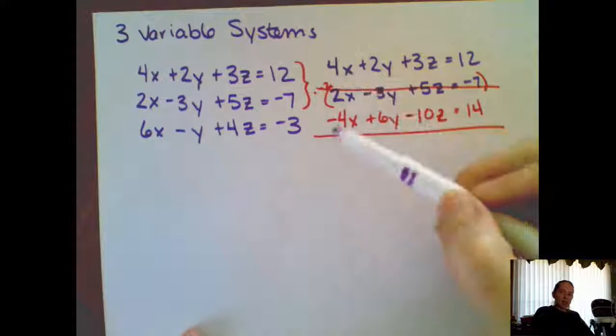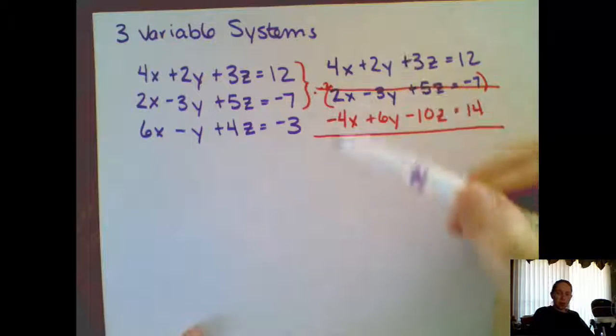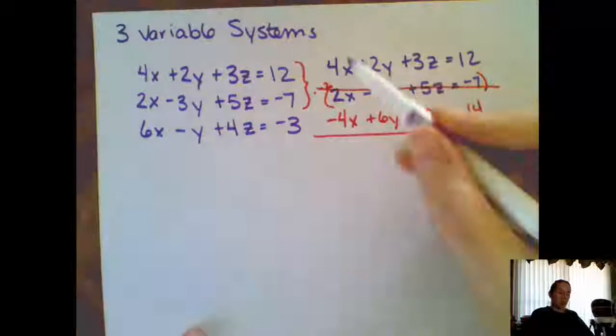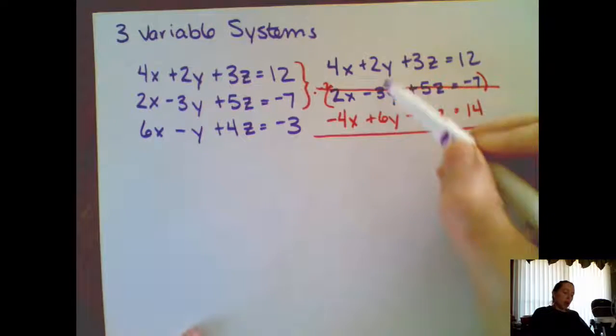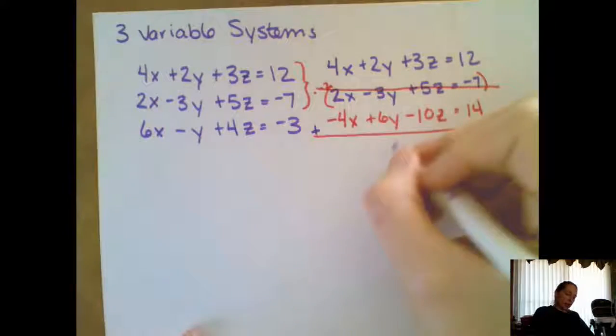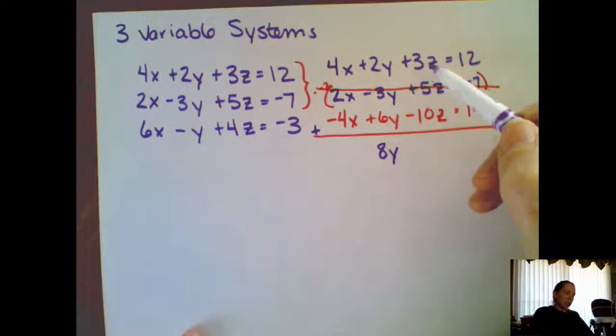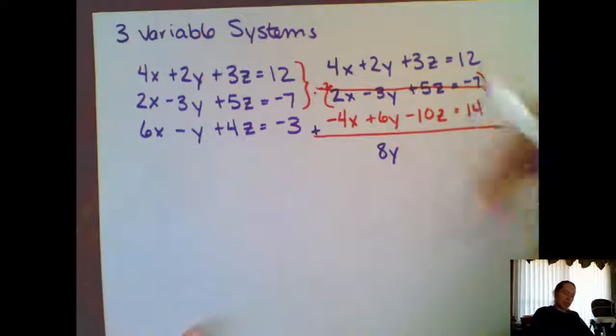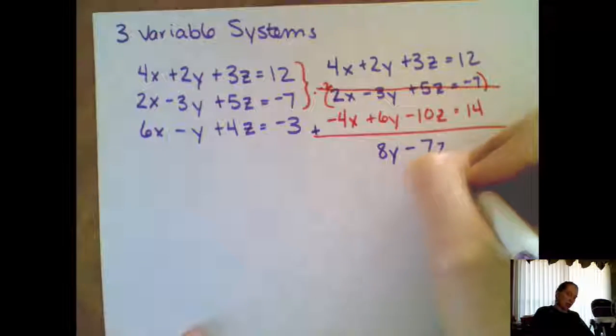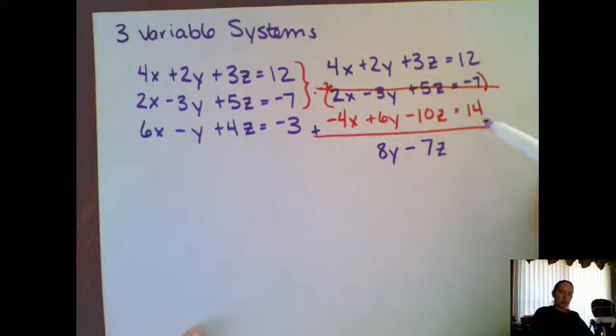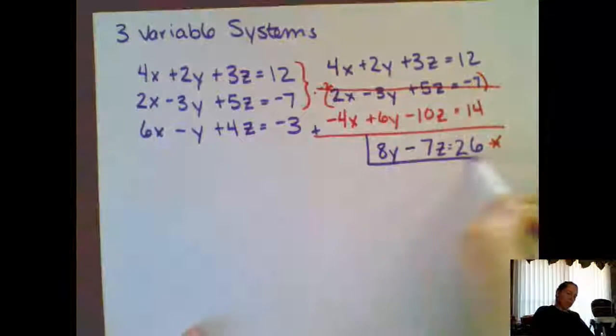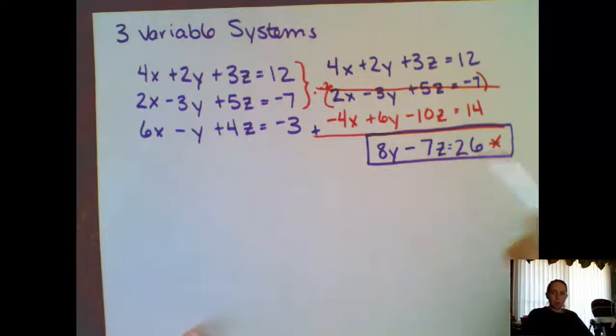So now 4x plus negative 4x is nothing. That was our goal, to get one of our letters to go away. In this example, we're getting our x to go away. 2y plus 6y is 8y. 3z plus negative 10z is minus 7z. And 12 plus 14 is 26 equals. Now I'm going to star this equation, because this is what we need to do this problem. We have an equation now with just a y and a z. We got rid of the x.